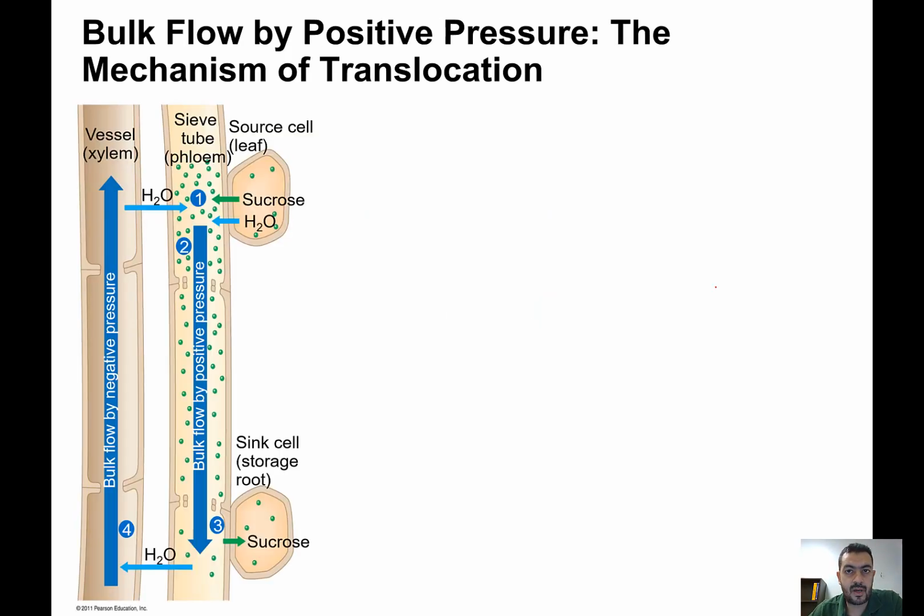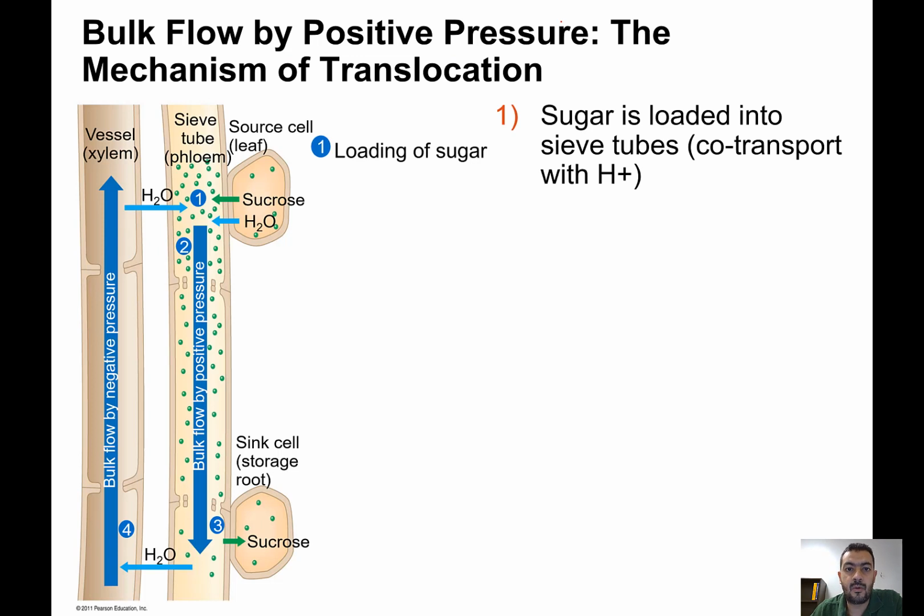So let's summarize nearly all what we have mentioned in this video. We will summarize it in this slide. We'll put everything together. So we are going to discuss the bulk flow by positive pressure, the mechanism of translocation. Do you remember, translocation is the movement of the products of photosynthesis through the phloem. The sugars or sucrose, the products of photosynthesis, are produced in the mesophyll. This orange cell is the mesophyll. It is the source, the producer of the sucrose.